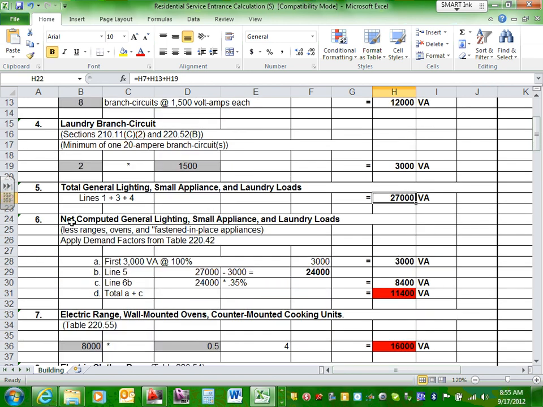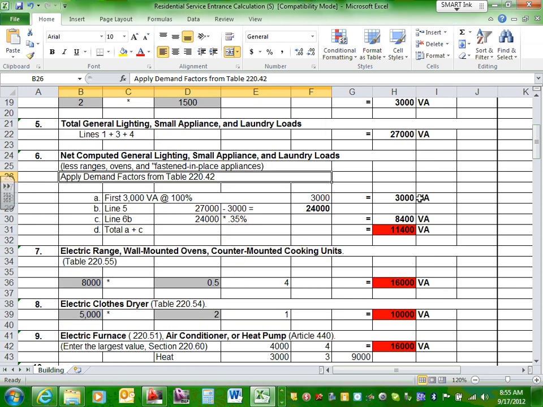Then, if you guys go to step number 6, it says net computed general lighting. The code allows you to add all these up and apply a demand factor for them. Why did I do it this way? Because if you go to Article 220.42 and Table 220.42, it will tell you add all these types of loads and apply a demand factor from the table that you guys were looking at. Okay, there you go. Look what's going to happen.